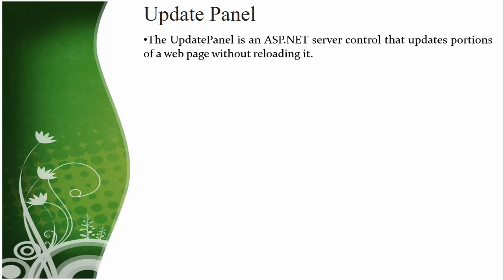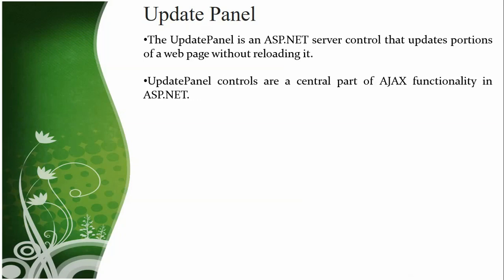Please remember this, guys. If you want to update a section of your page without reloading that particular section, then you use the update panel. In other words, partial page rendering. This is a central part of AJAX functionality in ASP.NET. For example, imagine that you have a div tag. Whatever happens in that div tag, I don't want the entire page to reflect it, only the div tag to get updated. For that purpose, I use the update panel.